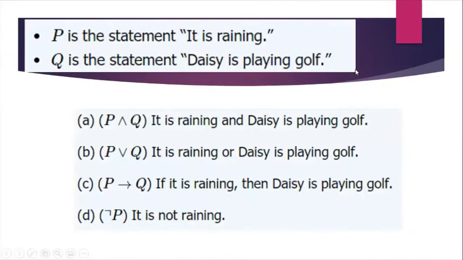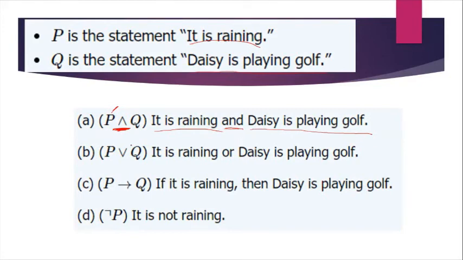Here, for example, P is the statement it is raining, and Q is the statement Daisy is playing golf. So for A, P and Q, the symbol is for and. Kung and, that means yung P, i-substitute mo lang yung value ni P, which is it is raining. So it is raining, and then the symbol is and. And then the value of Q is Daisy is playing golf. So Daisy is playing golf. Ganun lang siya, i-substitute lang yung given.